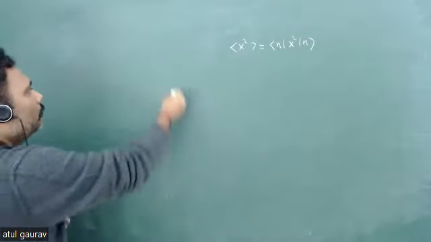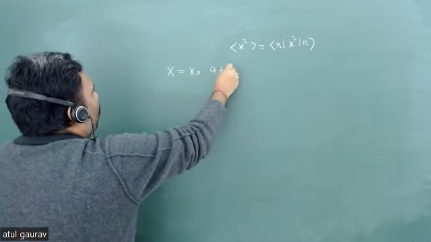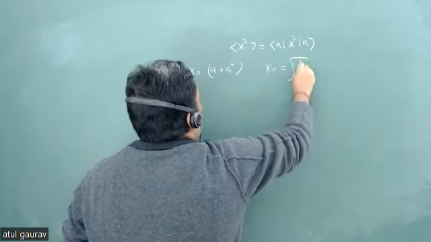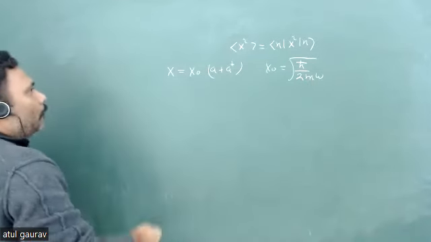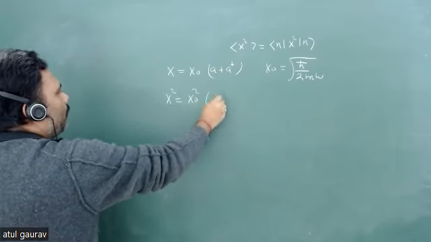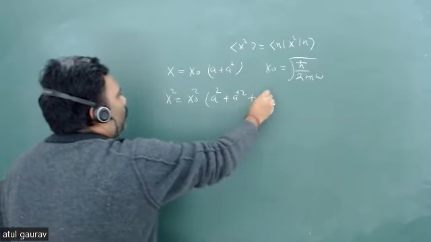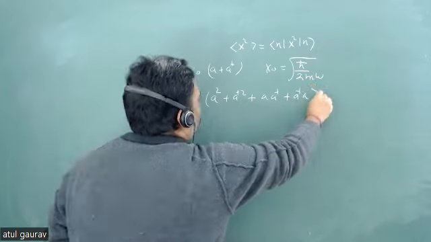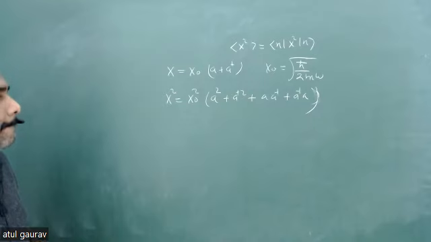So we have x equal to x naught (A plus A dagger). I can put x naught as something like ħ over 2mω. Don't worry. What will be x squared? You have x naught squared times (A squared plus A dagger squared plus A A dagger plus A dagger A). Isn't it? Yes, sir.